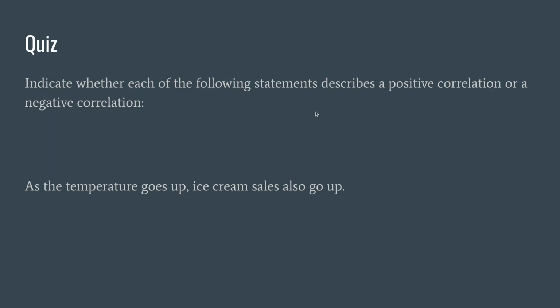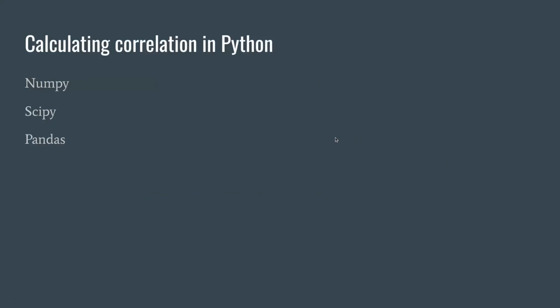What about this one? As the temperature goes up, ice cream sales also go up. What are the two variables? Temperature and ice cream sales. They both go up. Therefore they have a positive correlation. So in order to calculate correlation in Python, you would probably look into three packages: NumPy, SciPy, Pandas.